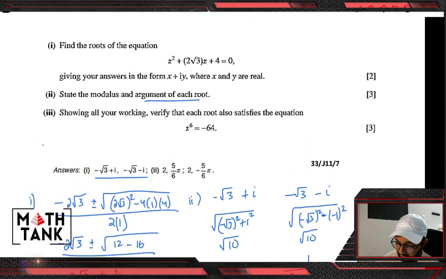Then the last part is sort of very lengthy. It says verify that each root also satisfies the equation. Now I have to go up to power 6. What I could do is use the binomial theorem and expand the entire thing. I'm going to get 7 terms, cancel all of them out. They're going to boil down to minus 64, but it's a time consuming process.